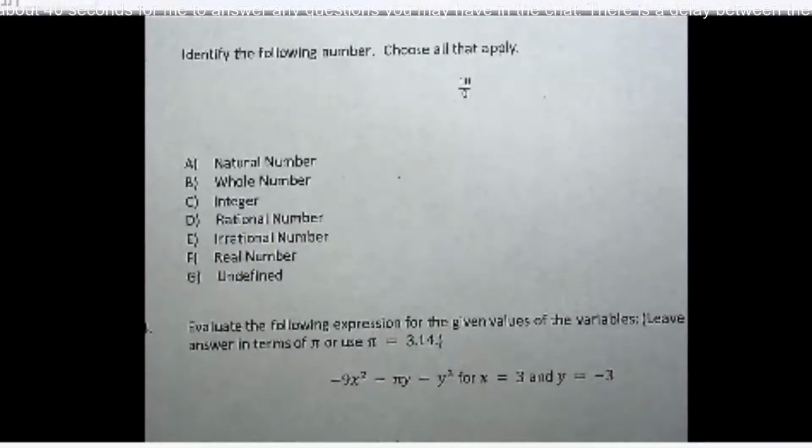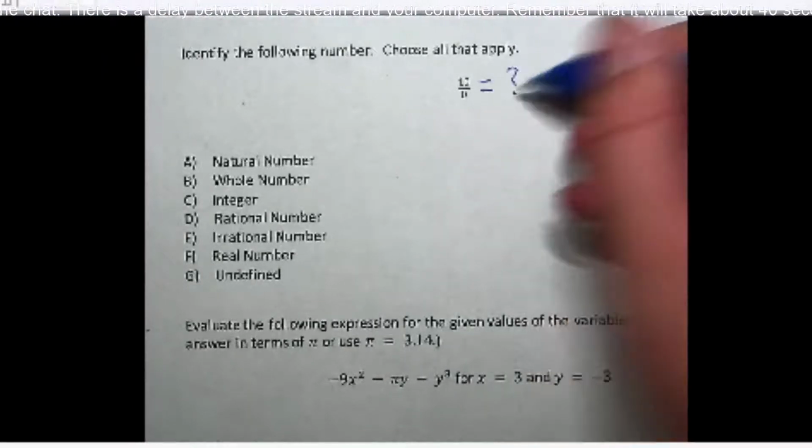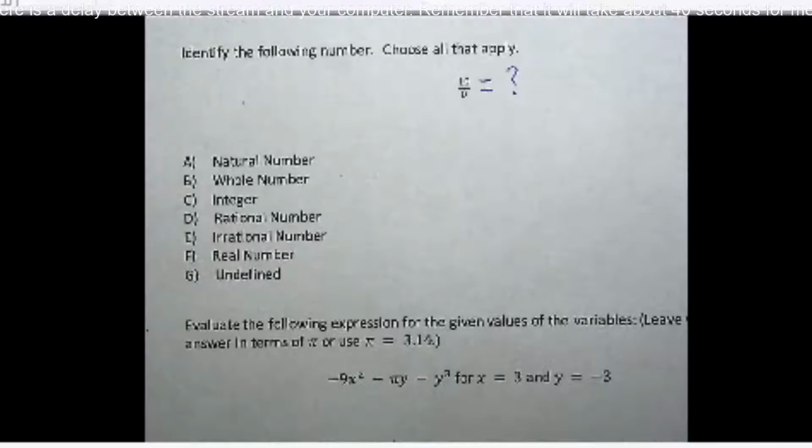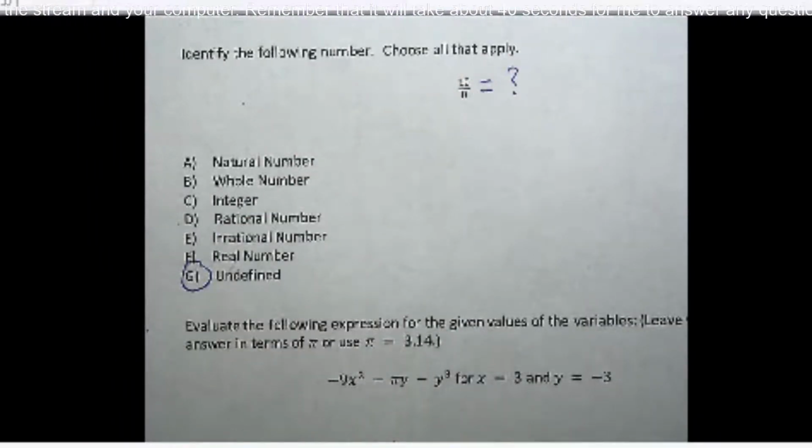Second one. Identify the following number again. So this one gives us 10 over 0. Well, 10 divided by 0, anything divided by 0 really is undefined. And so that's the only thing that it can be, is undefined. Any questions? Alright.